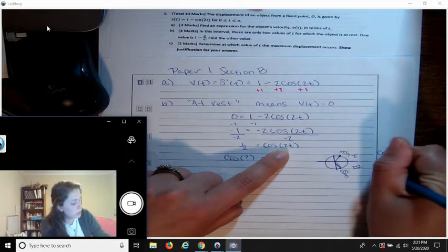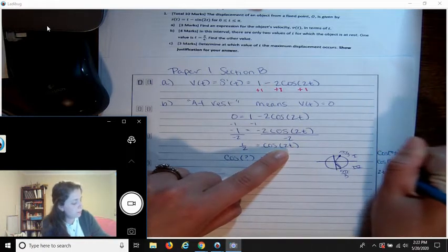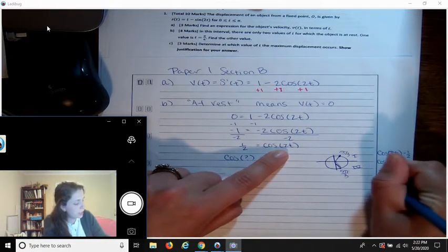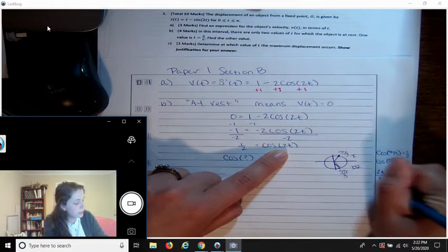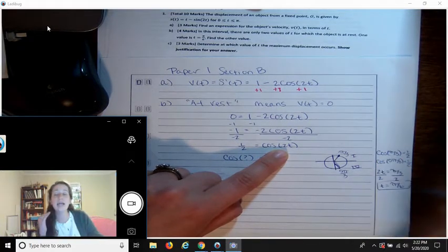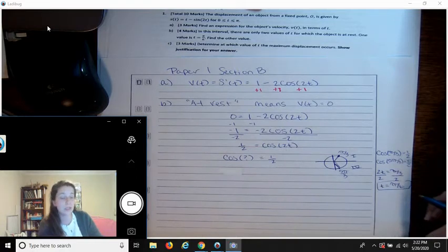So we would have that 2t is equal to pi over 3. Divide by 2 on both sides, and we get that t is equal to pi over 6. That was one of the values given. This tells us that we went in the right direction. We did the correct thing.